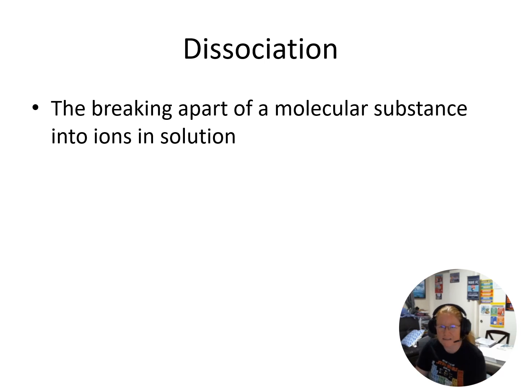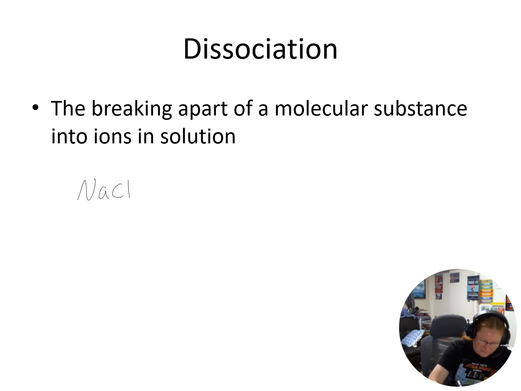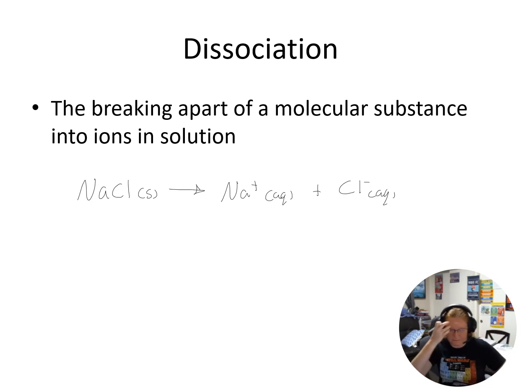When ionic substances dissolve, we call that dissociation. So if I have something like sodium chloride, it's solid, and I dissolve it in water, it will dissociate into sodium ions and chloride ions. Okay, so that's our dissociation.